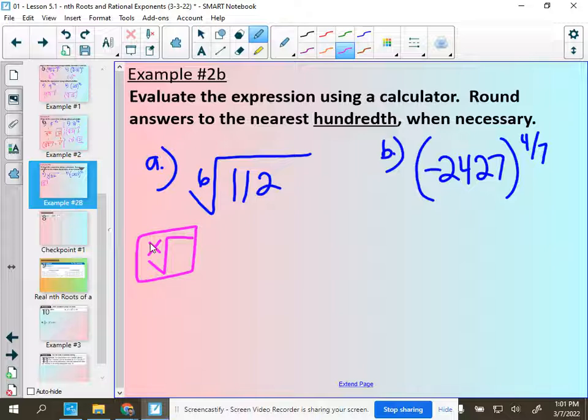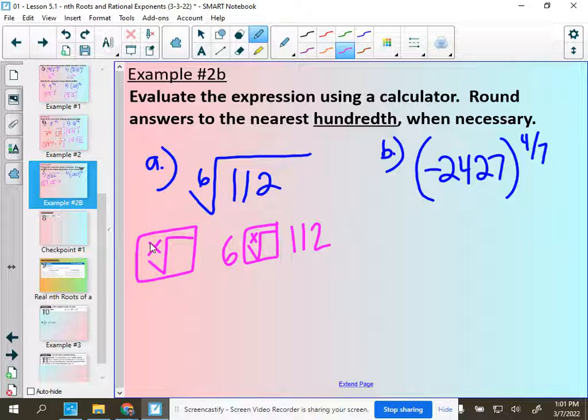So for this one, the way I have to type it in, I have to type the 6 first. That's how I change the index. I'm going to push that button, and then I'm going to push my 112. Okay, so that's how I'm doing the 6th root of 112. And again, I can't just divide by 6.